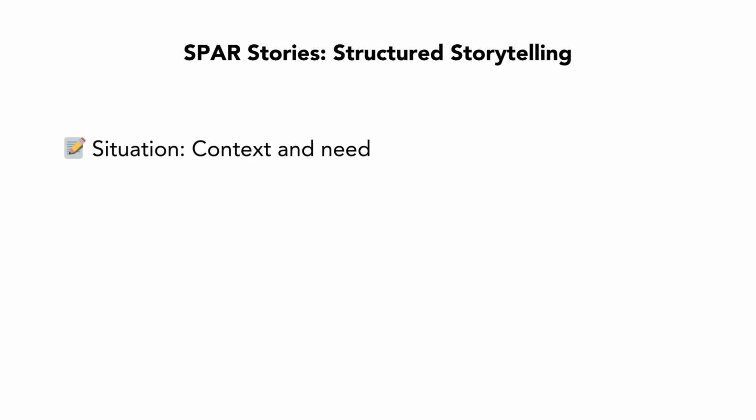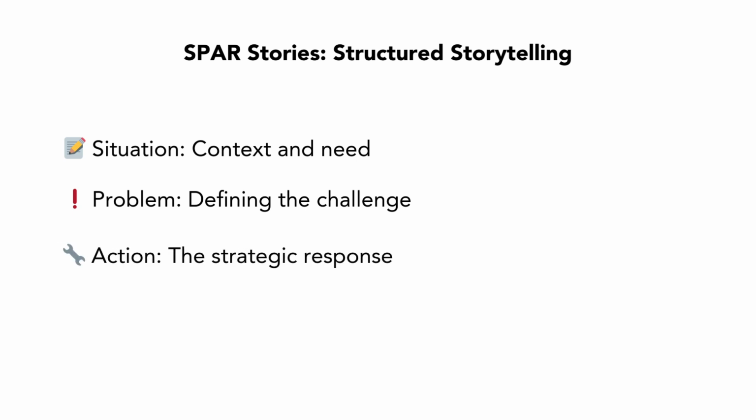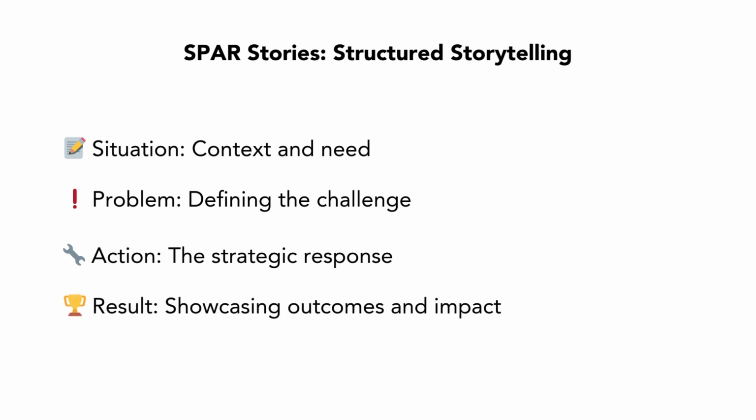Situation. Start by outlining the context or challenge you were facing. This sets the stage for why your work was necessary. Problem. Clearly define the problem you were trying to solve. This helps your audience understand the relevance of your initiative. Action. Explain the steps you took to address the problem. This is where you showcase your strategic thinking and decision-making. Result. Finally, present the outcomes. But don't just stop at the results. Highlight how these results impacted the business or supported key organizational goals.